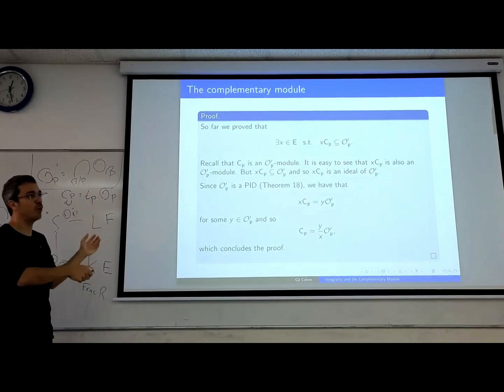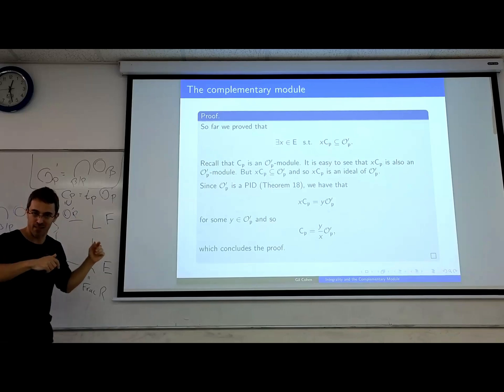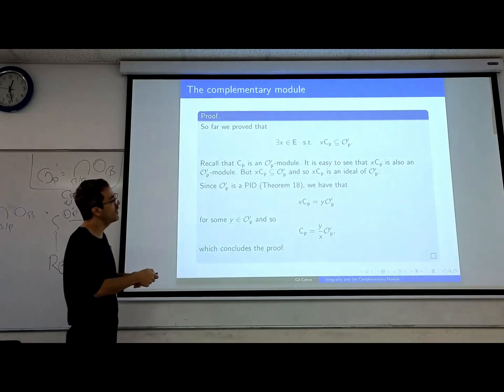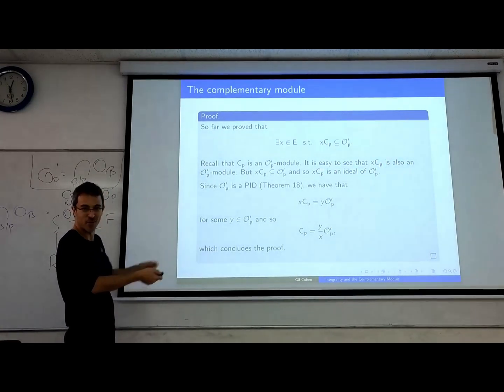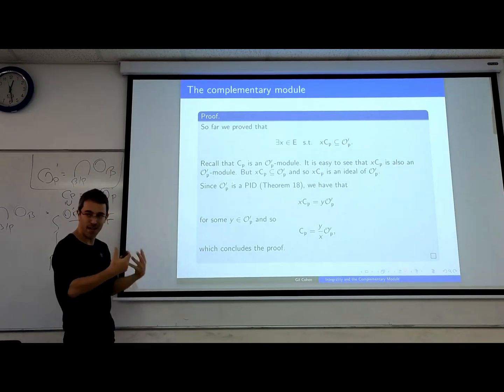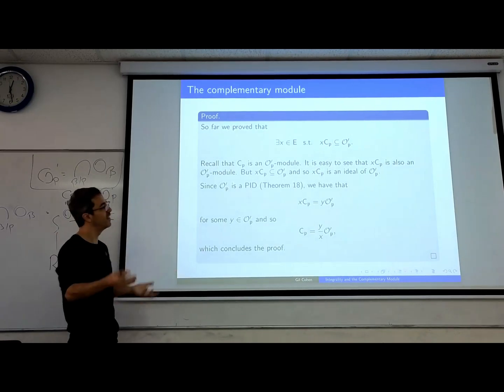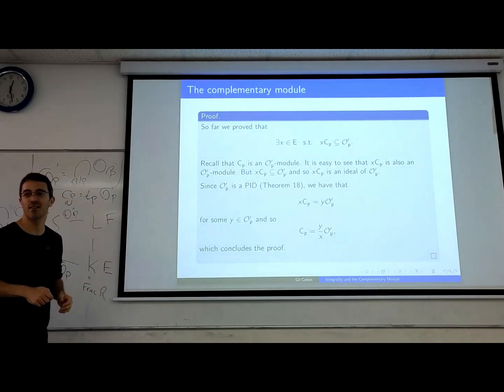A module over a ring that sits in the ring has to be an ideal. So really what we figured out here is that x times C P is an ideal of O prime P. That's why it's called a fractional ideal, because you need to multiply by something to be an ideal. So when you divide by x, you get it back, but it's not an ideal, but you can write it as a function.